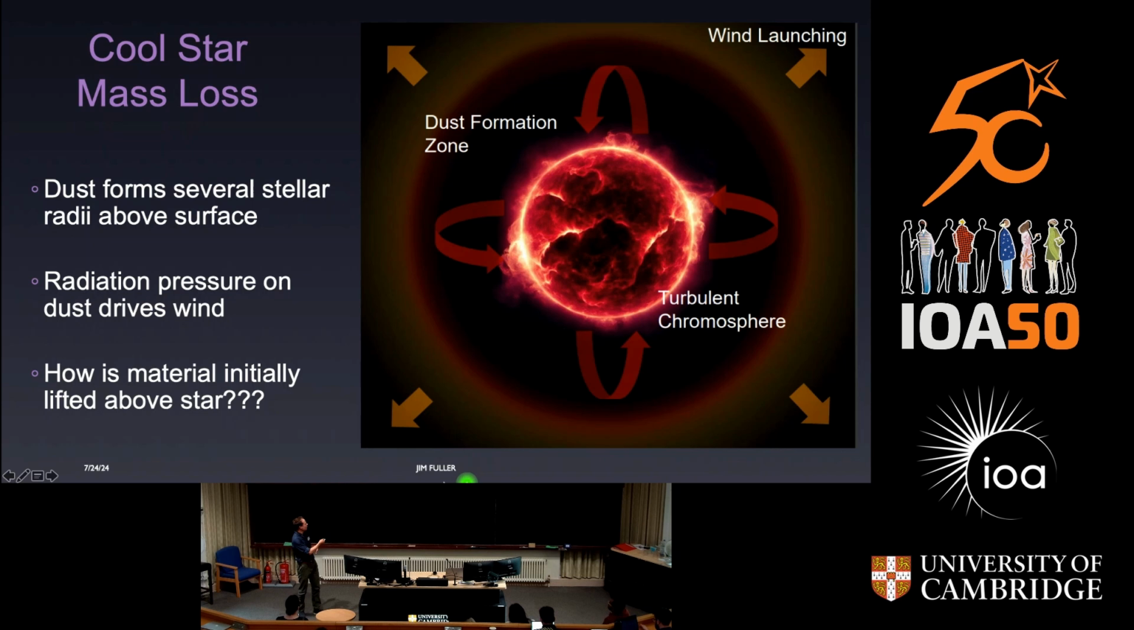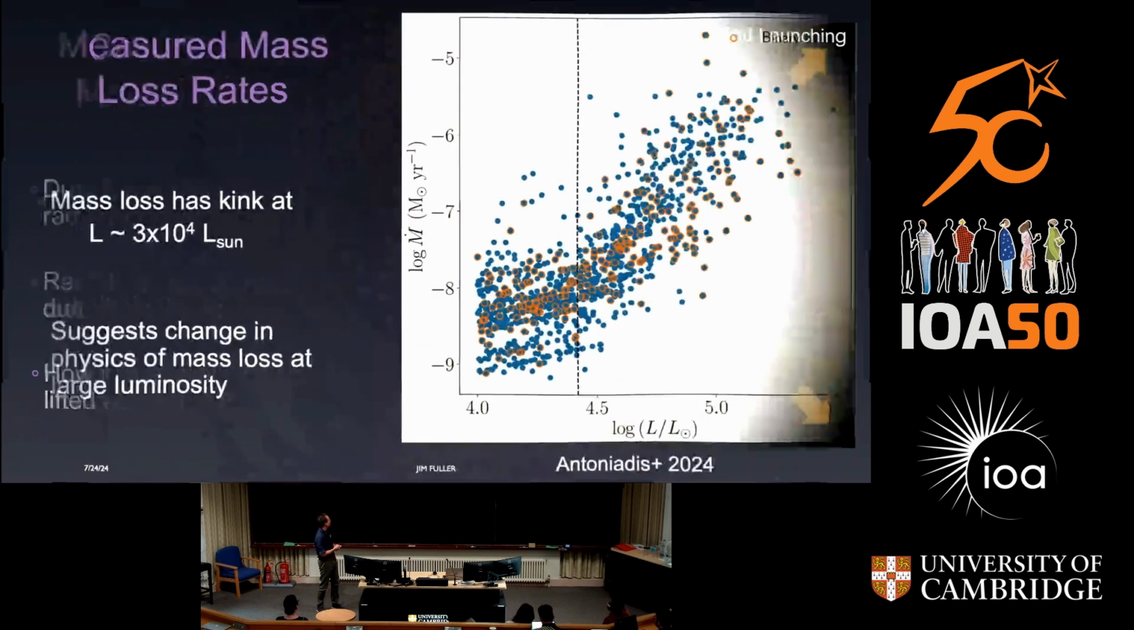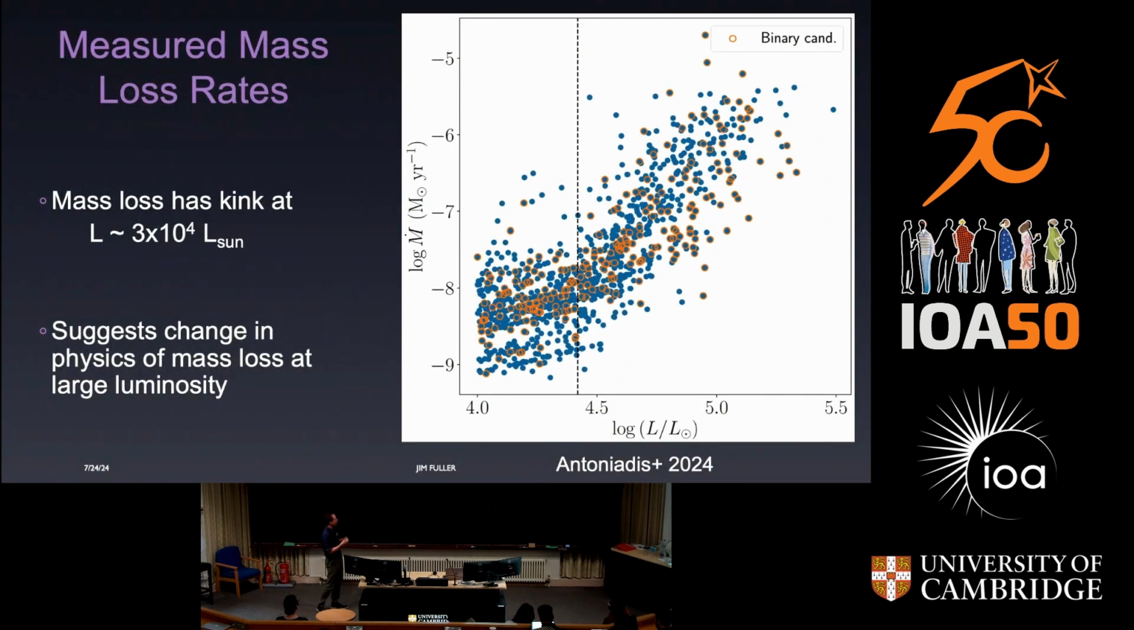So you actually have to do most of the work. You have to lift this material most of the way out of the potential of the star before you actually really start launching the wind in earnest. So the question is, how does that happen? The viewpoint I'm going to be discussing is basically shocks that are launched from the surface of the star that go up and support a dense chromosphere in these stars, which supports the wind.